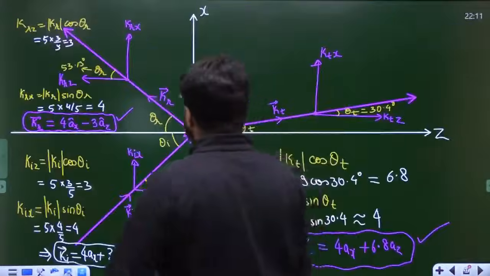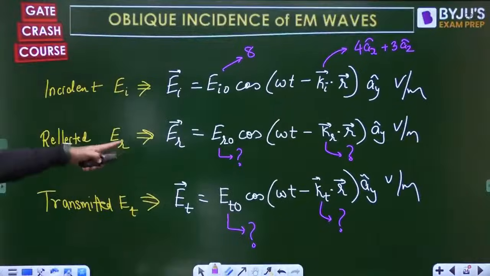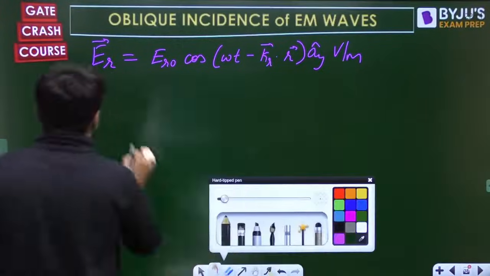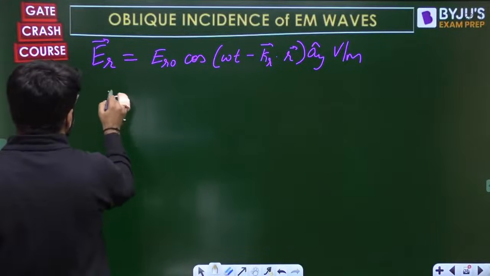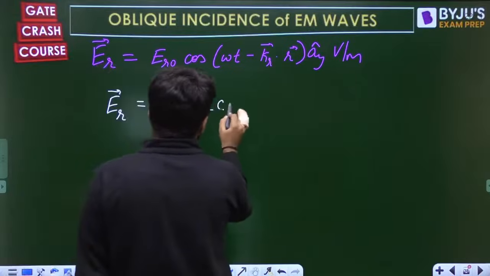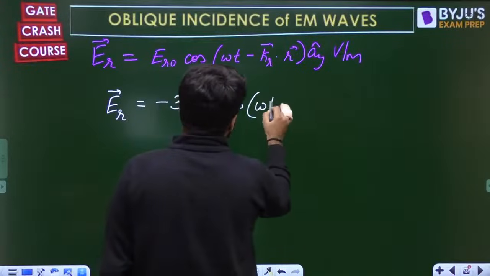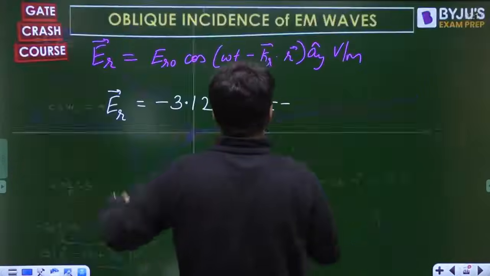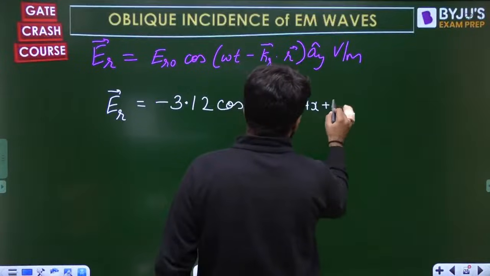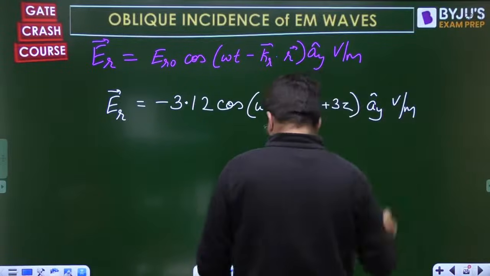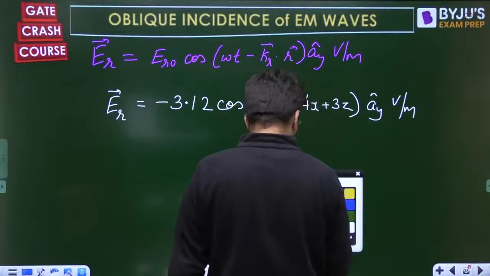AY volts per meter. That is just the expression I've explained to you. This is what I wanted. So, time to write down the final formula. Answer: ER, the reflected electric field, is obtained as minus 3.12 cosine of omega t minus KR dot R. When we do this, minus 4x and minus minus becomes plus, so minus of 4x plus of 3z AY volts per meter. This is one of your answers.